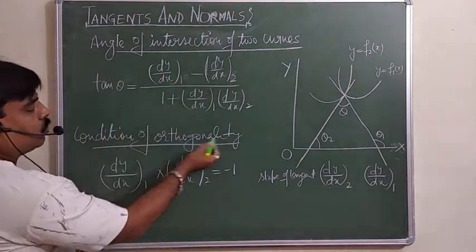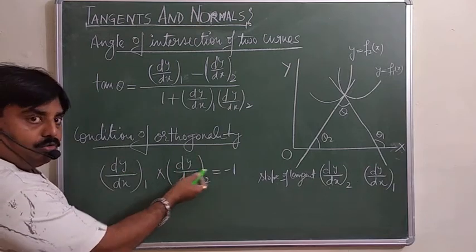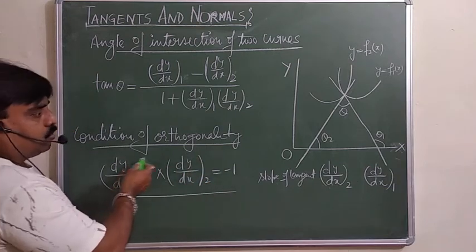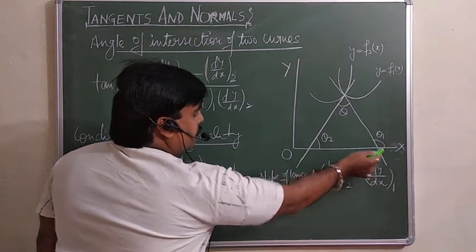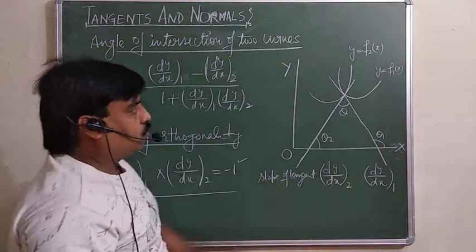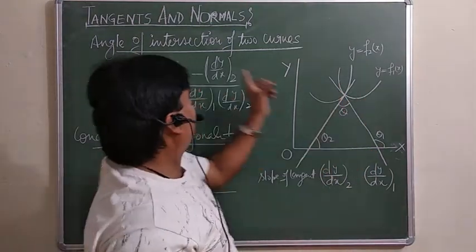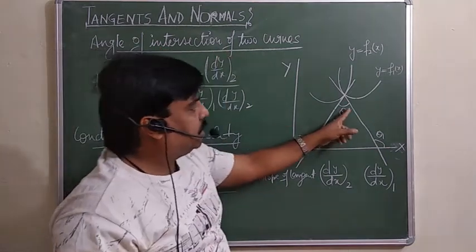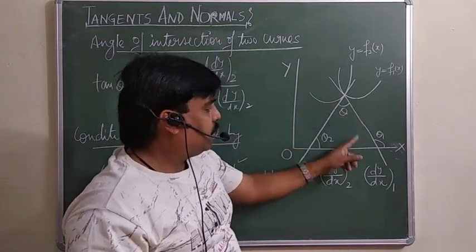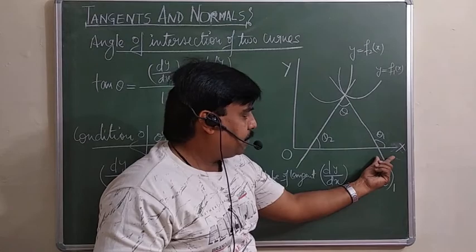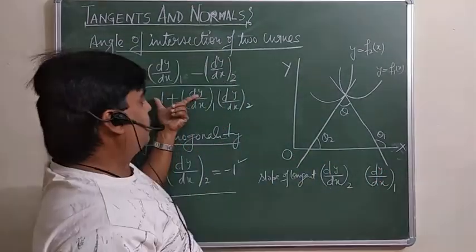And the condition of orthogonality will be m1 into m2 is equal to minus 1. You already know that. So the slope of this tangent into the slope of this one will be equal to minus 1. So if you want to find out the angle where the curves intersect, then you must know the slopes. अगर आपको इसका slope पता है, इसका पता है, you can find out this angle.